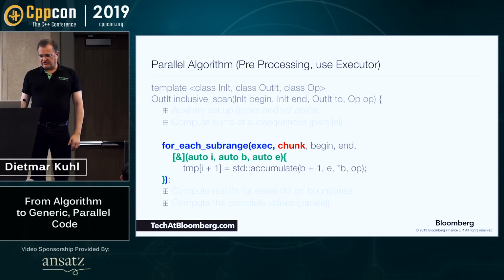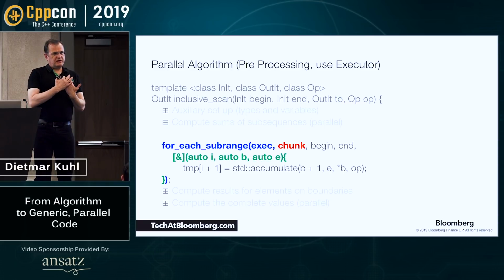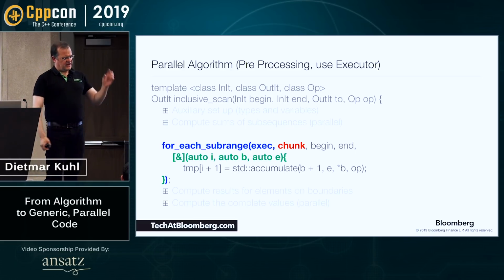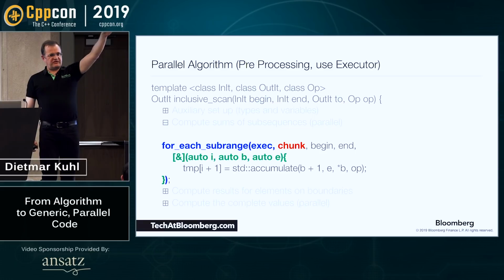And to do something similar in a for each algorithm, well, there's something slightly annoying in there, and that is that to store things into that intermediate array, I actually would like to get an index.